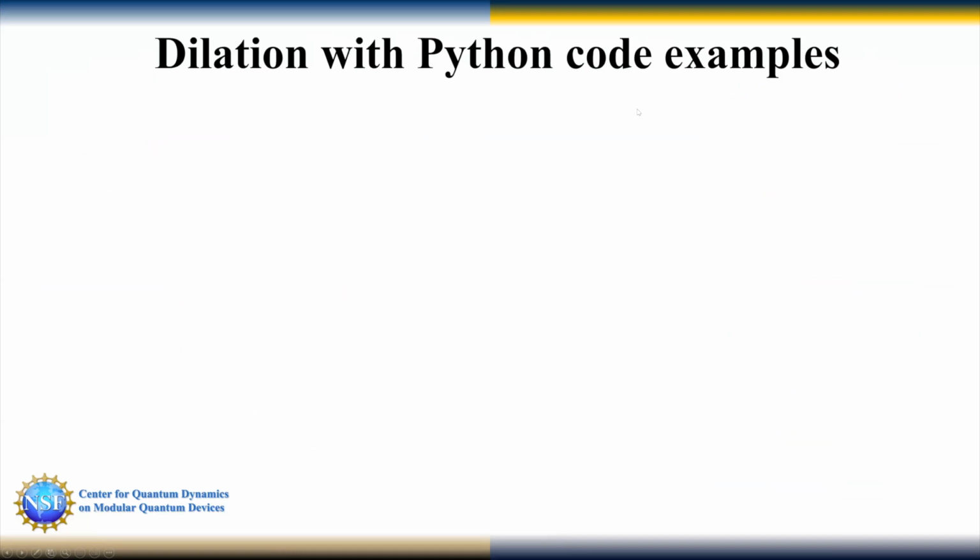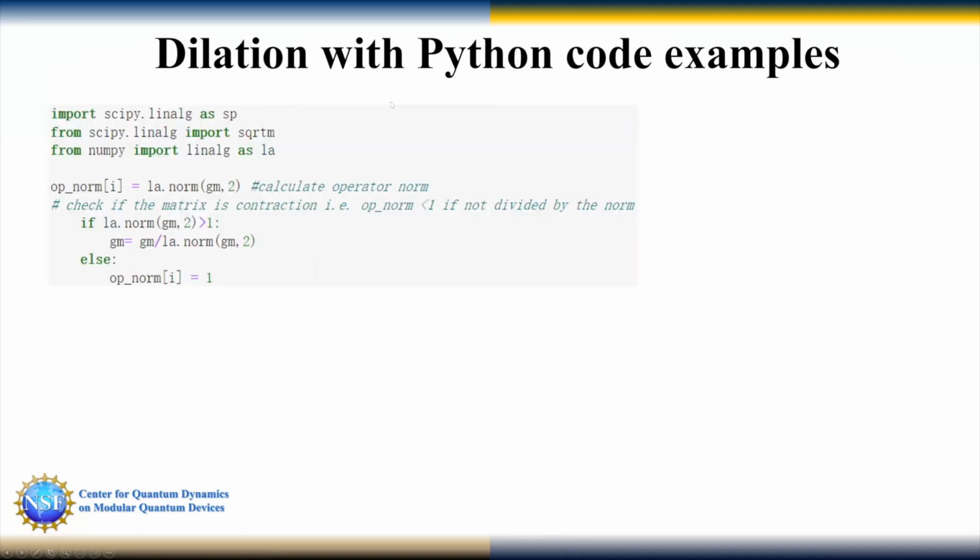Finally, let me show you how to work with this dilation with some Python code examples. We first need to import some useful functions from the SciPy or NumPy packages. This GM is our G matrix, our propagator. We use this command to calculate its operator norm. If this norm is larger than 1, which means it is not a contraction, then we divide it by our NC factor. And if it is a contraction, we just do nothing.